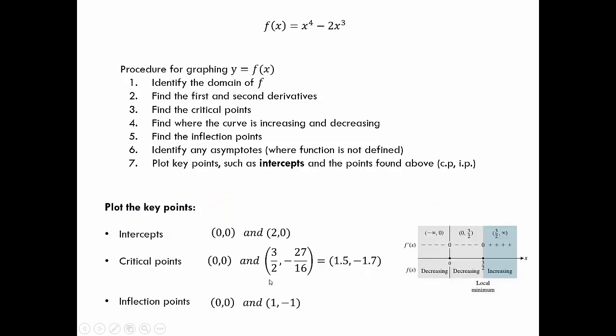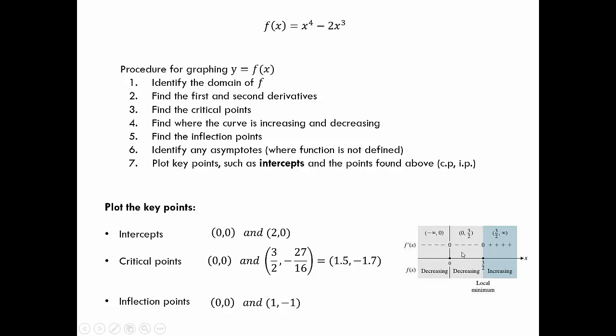Now I have all my key points. I have intercepts, which so nicely happen to be some critical points and inflection points, the origin. I have my other critical point, and I just put in some decimal here so I could plug it in to graph it, and my other inflection point. So I can see just by looking at this, the function's going down. It goes flat, it goes back down, it goes flat, and it goes up.